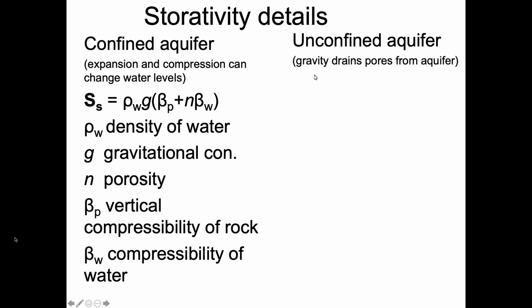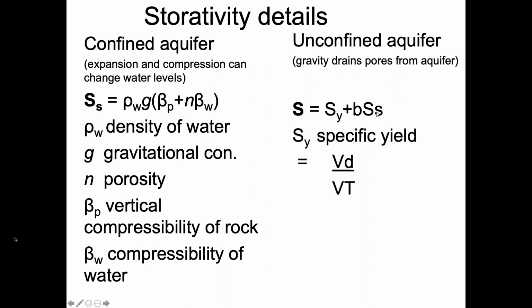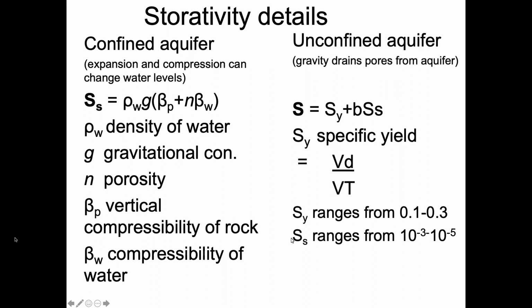In unconfined systems, the majority of the water is a result of gravity drainage. So we have our storativity, which is equal to our specific yield, plus our thickness times our specific storage. Our specific yield is the volume drained to the total volume of the system. And remember, we've already made these calculations earlier, and our specific yield can be somewhere between 0.1 and 0.3. And our specific storage values here are going to be 10 to the minus third to 10 to the minus fifth.